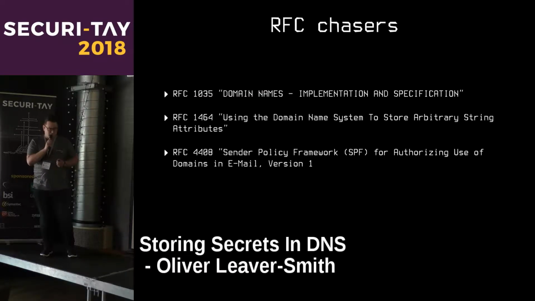For the RFC chasers among you, the main DNS one is 1035 and 1464 is more focused on actual TXT records. The good one for where this talk is going is 4408. I mentioned that the limit of a TXT record is 255 characters, but 4408 allows you to concatenate those and make a longer string, so you can store anything you want. The whole works of Shakespeare, if you want.